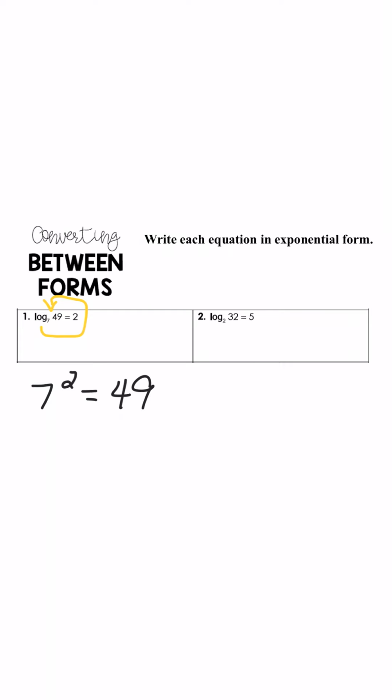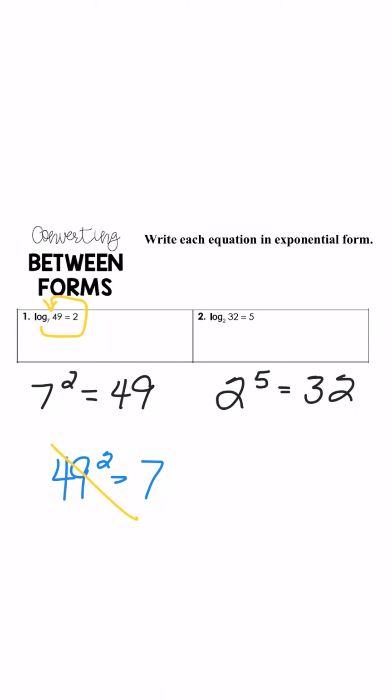This one would be 2 to the fifth power equals 32. And if you look at this, 7 to the second power equals 49 makes sense. However, if we were to write 49 to the second power equals 7, that does not make sense. So we don't write it this way. When you write from logarithmic form to exponential form, look at it and make sure that it makes sense.